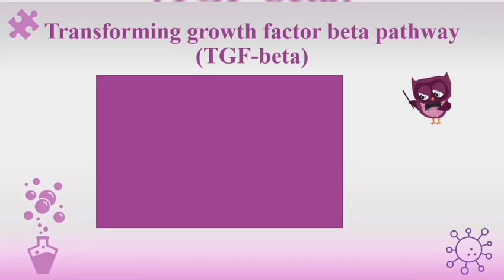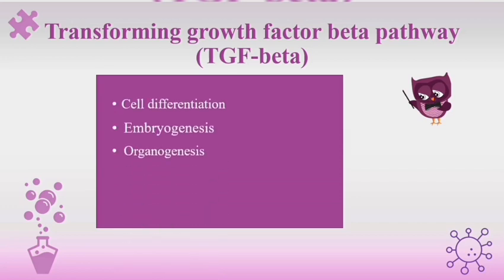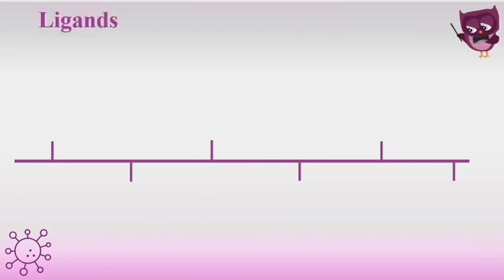The TGF-beta, or transforming growth factor beta pathway, is a very complex pathway involved in cell differentiation, embryogenesis, organogenesis, homeostasis, apoptosis, and many other cellular processes. Now let's look at the ligands of the TGF-beta pathway.